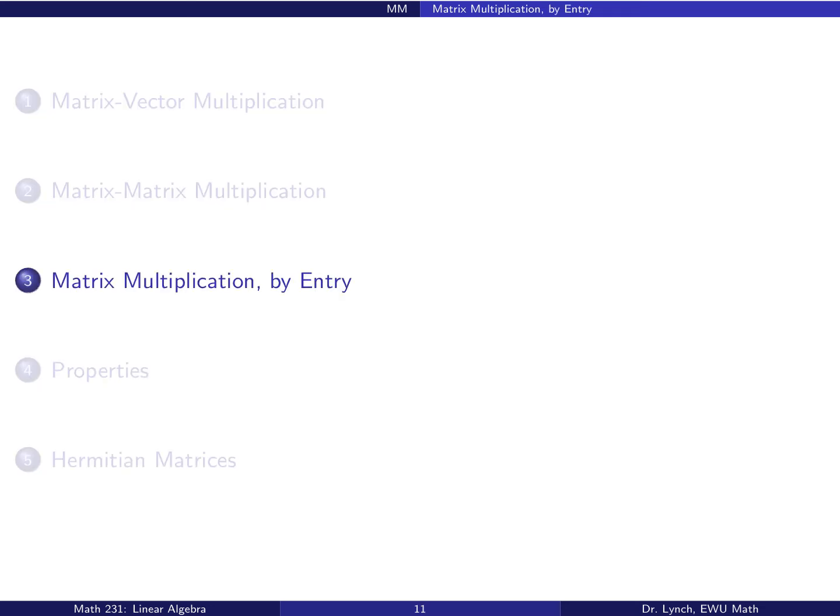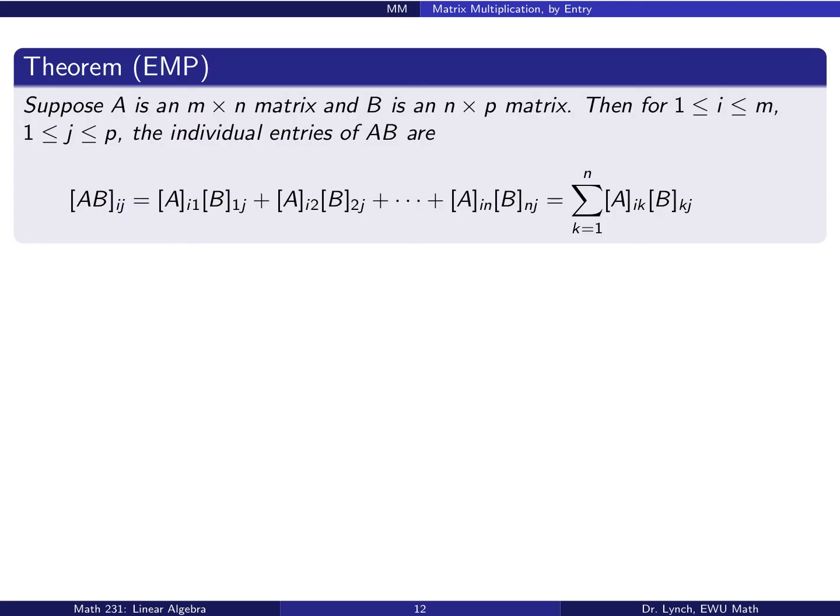Okay, let's talk about matrix multiplication by entry. Again, this is perhaps a more familiar approach to matrix multiplication for those of you who have seen it before. So matrix multiplication by entry defines the element in the ith row and jth column of the product AB as a sum, and that sum looks at the ith row of A with the jth column of B. So again, rows of the first and columns of the second.